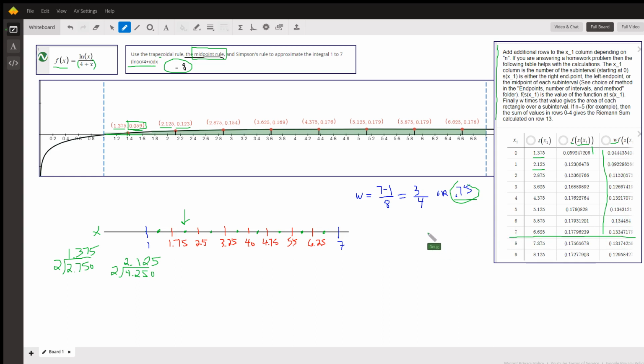If you have to do this by hand and write all this down, it's very painstaking. So hopefully you can go to the Desmos graph where all this came from, and figure out that this graph will do left-hand, right-hand, and midpoint Riemann sums.